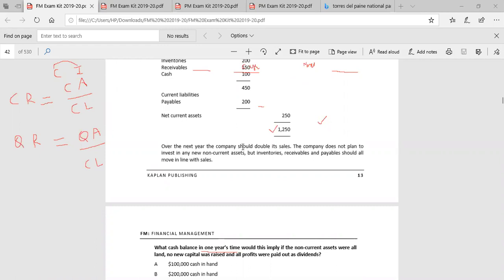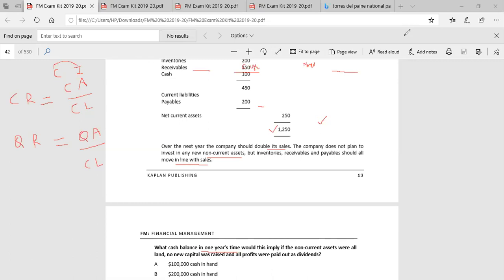Over the next year, the company should double its sales. The company does not plan to invest anything in non-current assets. So whatever the doubling of the sales, they will be investing only in the current assets, so only the inventory and the receivables. It is very specifically given that no investment into fixed assets will be made. But inventories, receivables, and payables should all move in line with sales. They also have to be doubled in line with sales.